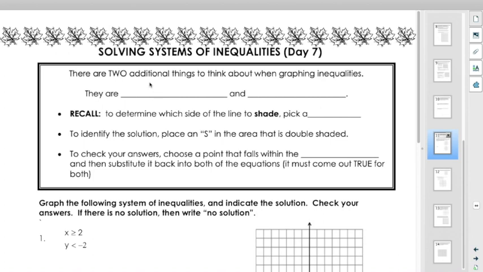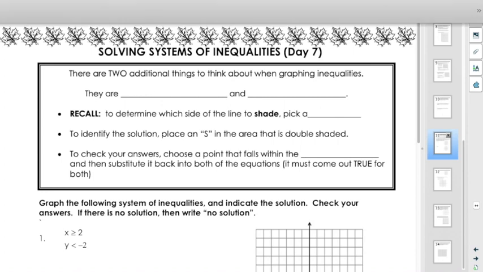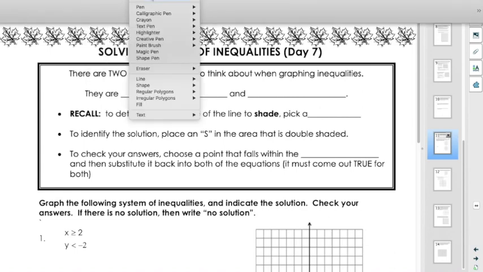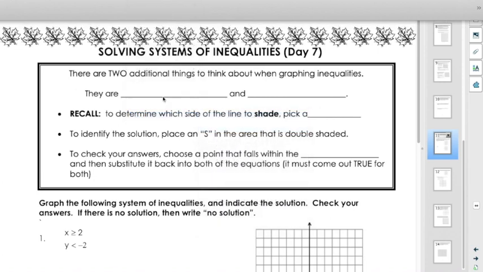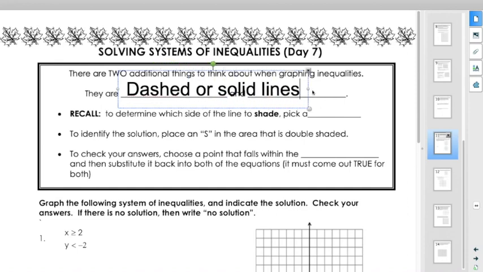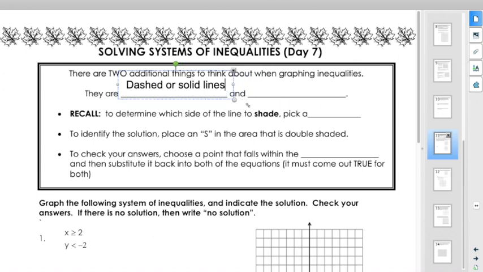And it's very similar to how we graphed inequalities back I think in Unit 4. It's pretty much the same exact steps. So let's start typing in what we got. So there are two additional things to think about when graphing inequalities. Recall, they are either dashed or solid lines. That's the first thing that we need to recall.